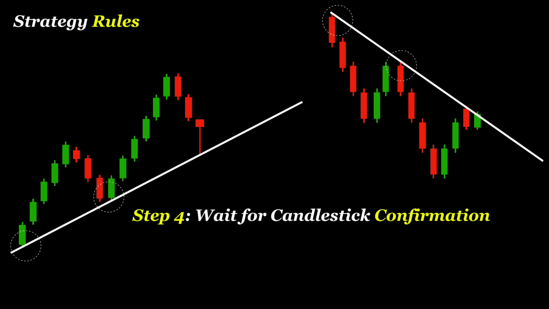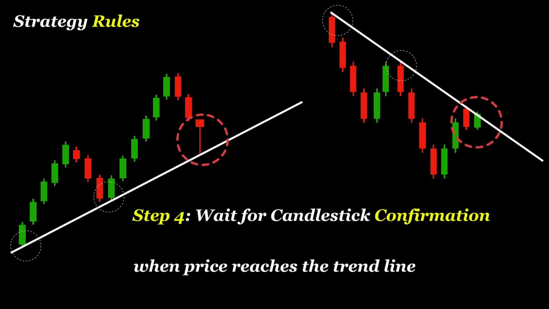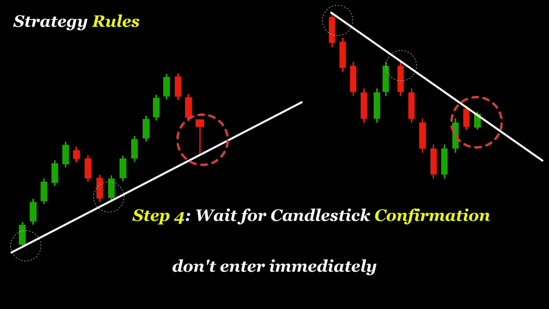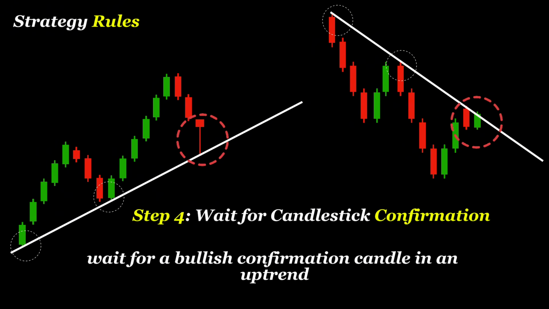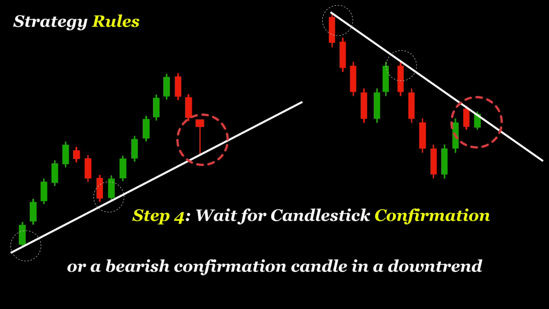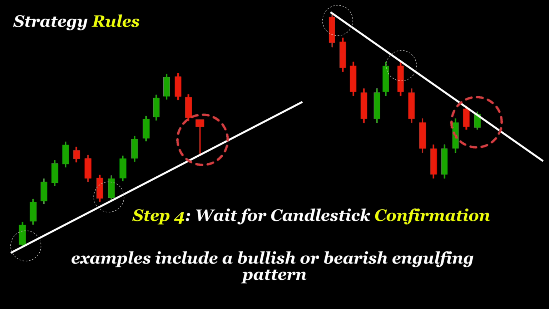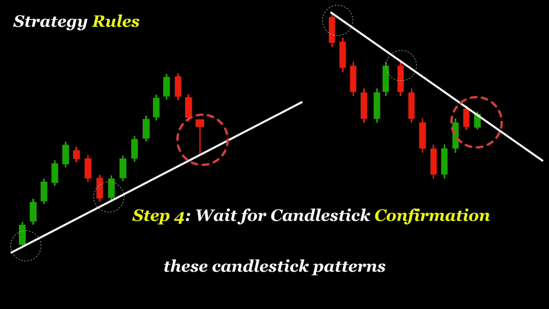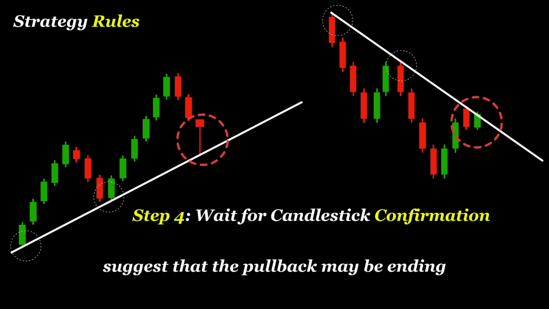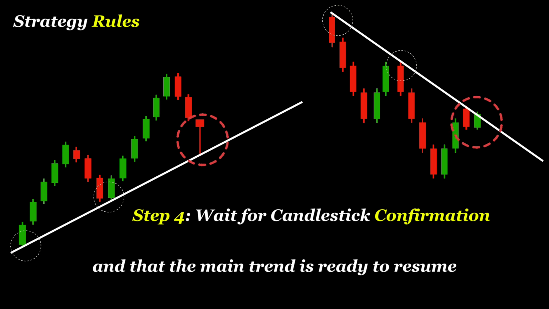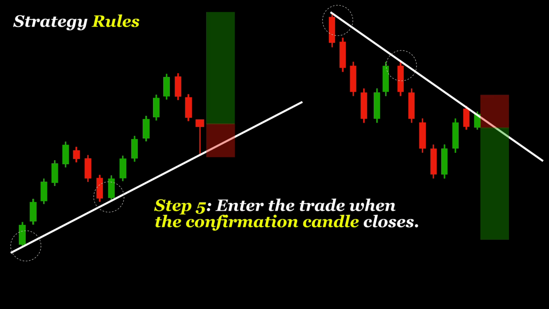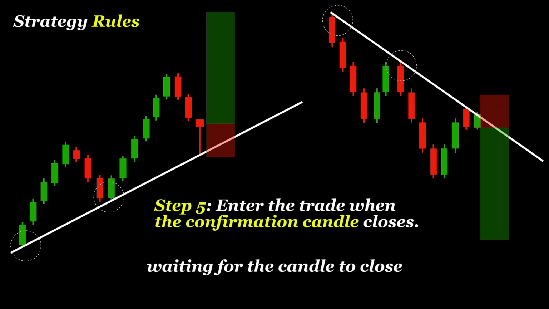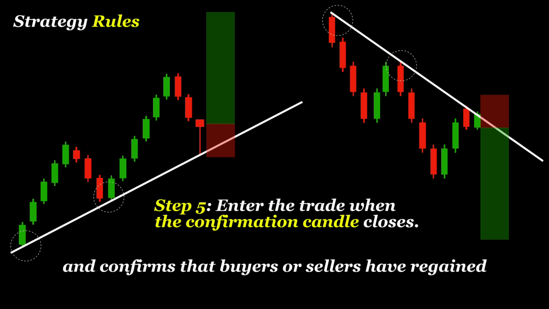The fourth step is to wait for a confirmation candle. When price reaches the trend line, don't enter immediately. Wait for a bullish confirmation candle in an uptrend or a bearish confirmation candle in a downtrend. Examples include a bullish or bearish engulfing pattern, a hammer, a shooting star, or a bullish or bearish pin bar. These candlestick patterns suggest that the pullback may be ending and that the main trend is ready to resume. Enter the trade when the confirmation candle closes. Waiting for the candle to close helps reduce false signals and confirms that buyers or sellers have regained control.